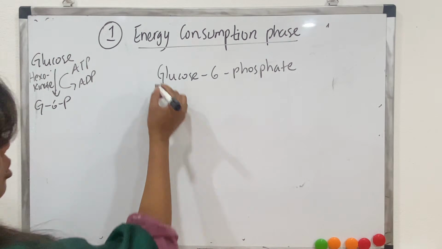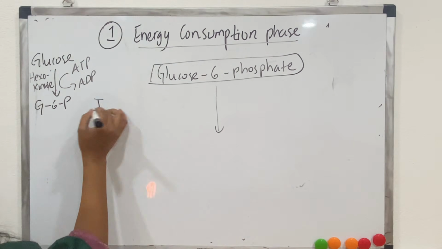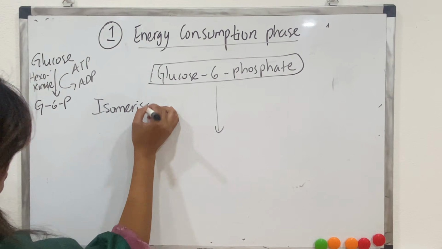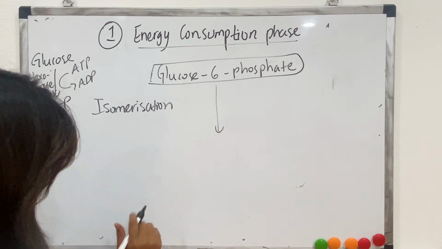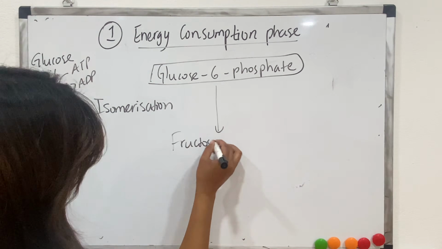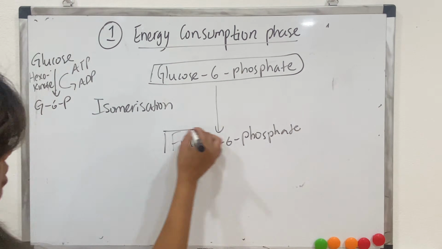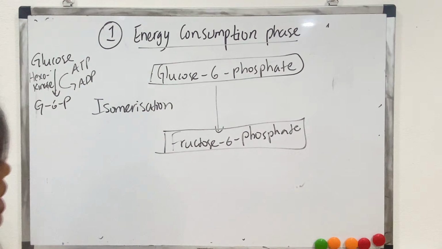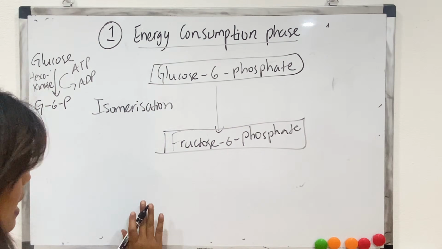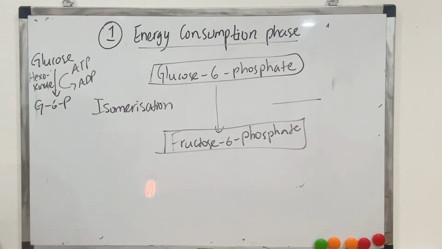Now in the second step of glycolysis, glucose 6-phosphate gets transformed into fructose 6-phosphate by the process called isomerization, which means glucose 6-phosphate simply undergoes a rearrangement process and gets transformed into its isomer, fructose 6-phosphate. And the enzyme that catalyzes the reaction is phosphoglucose isomerase.